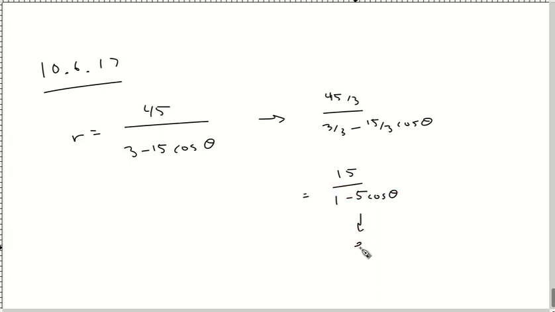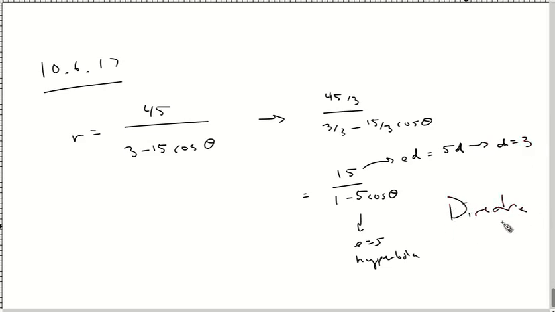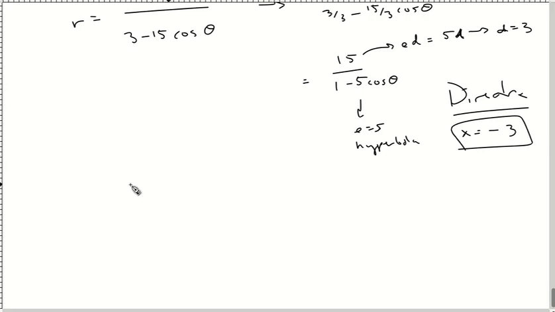So my e is equal to 5, which makes this a hyperbola. This is ed, which is equal to 5 times d is equal to 15. So d must be a 3. And so my directrix, sloppy, is x equals, finally, because of the cosine, negative, because there's a negative sign there, and the 3, because it was a 3 distance. So there you go. So it's a hyperbola with the directrix of this thing.